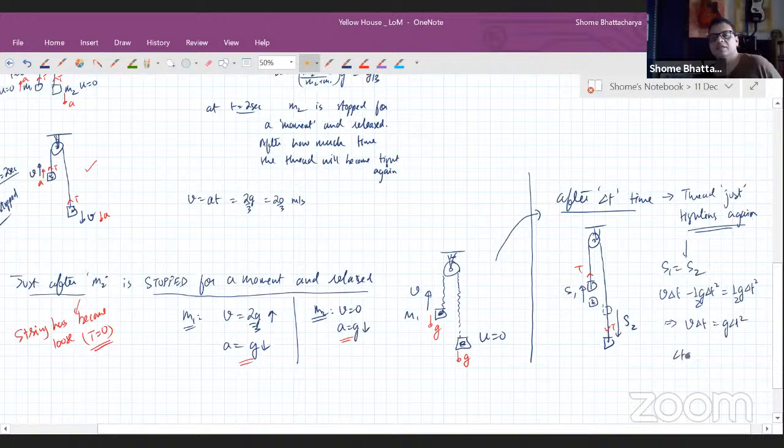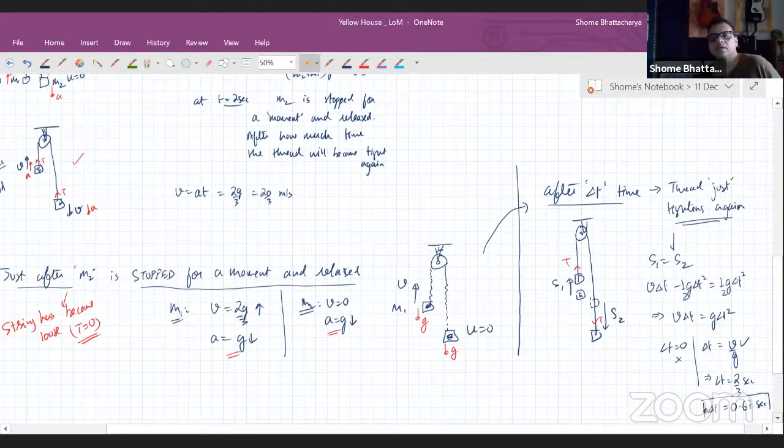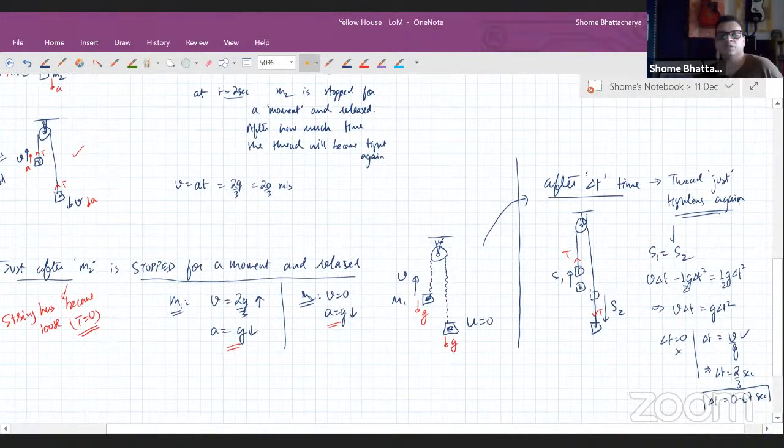So either delta t should be 0, which is not the case, that is the initial condition, or delta t should be v by g. Now what is the value of v? It is 2g by 3. So this time should become 2 by 3 seconds or 0.67 seconds. So 0.67 seconds after you have stopped that block M2 and let it go, that is when the string is becoming tight again. That is the solution to this question.